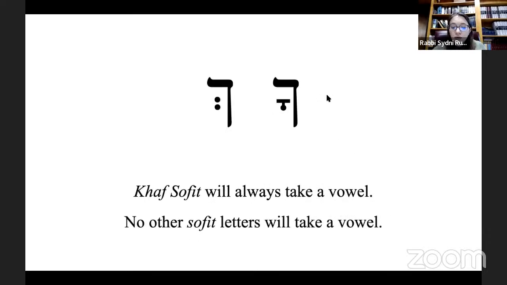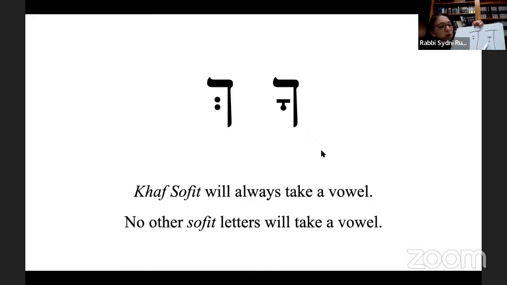Something to know about chaf Sofit is that chaf Sofit will always take a vowel, and no other Sofit letters will take a vowel. We have not learned vowels yet, but it's important to know that when you see a chaf Sofit, it's never going to just look like this long dalet here. It's always going to have a vowel in it, and usually the vowels are these two. This vowel, we'll learn next week, makes the sound, and this vowel is, for all intents and purposes, silent, but we'll get to it. This is a tricky vowel.